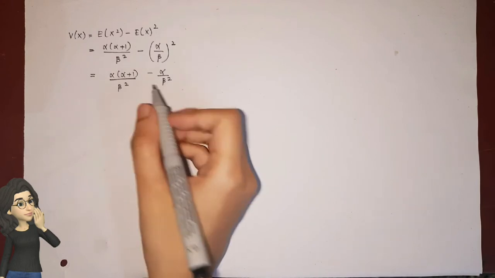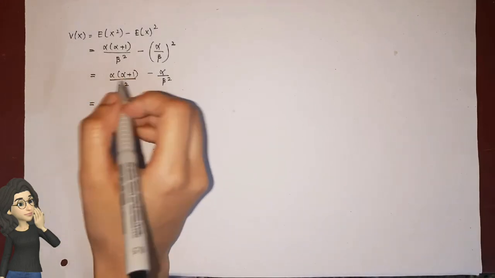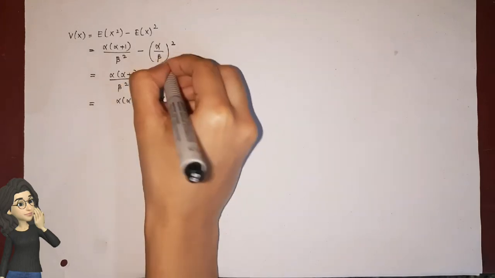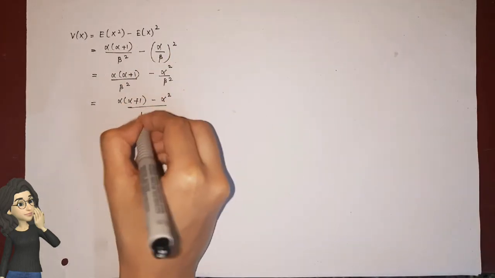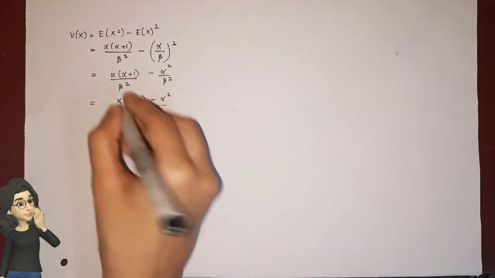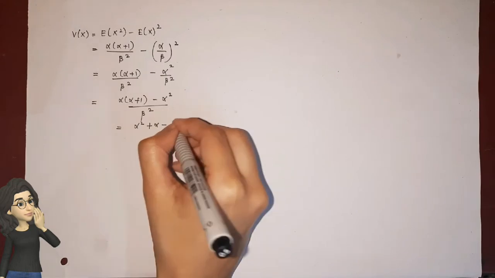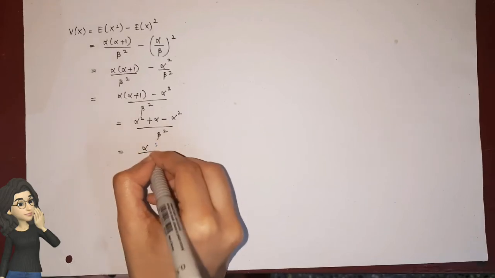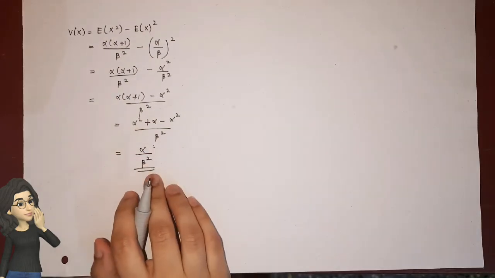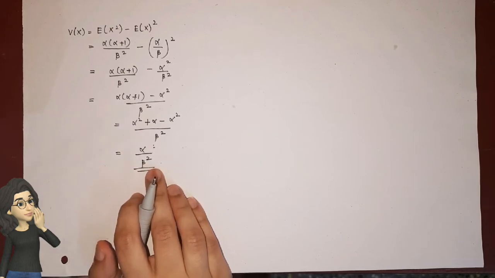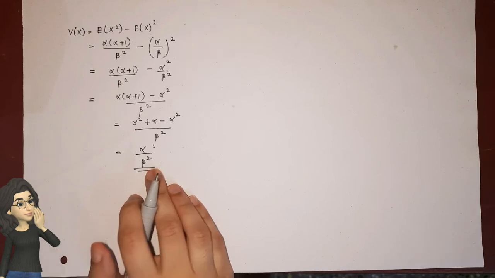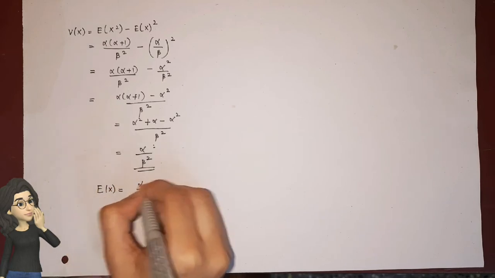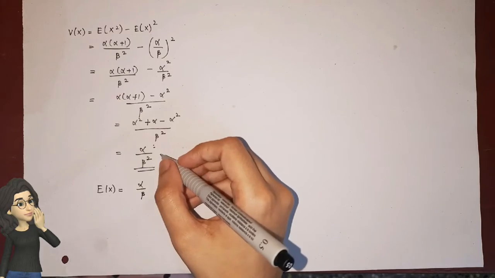So the denominator is the same, beta square. So we can take beta square to be common. So alpha into alpha plus 1 minus alpha square divided by beta square, which is equal to alpha square plus alpha minus alpha square divided by beta square, and we will get it as alpha divided by beta square. So this is the variance of gamma distribution having parameters as alpha and beta. And expectation of x, the mean, is equal to alpha by beta, where the variance is equal to alpha by beta square.